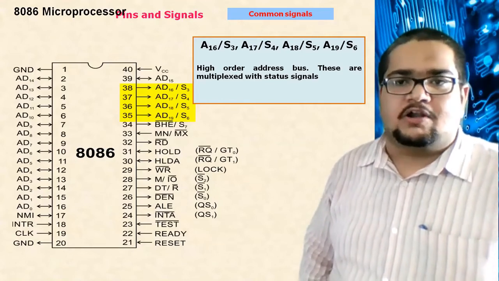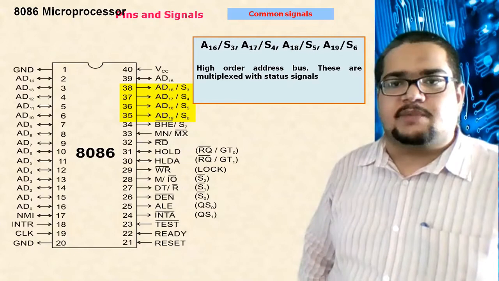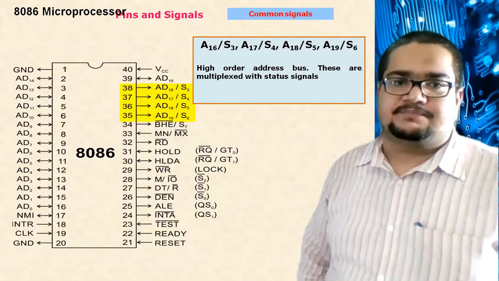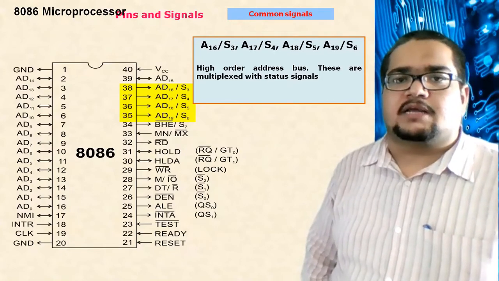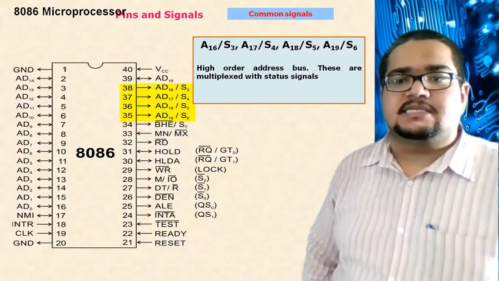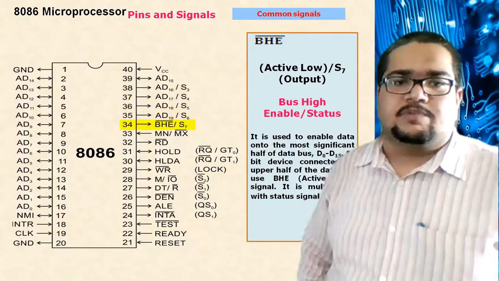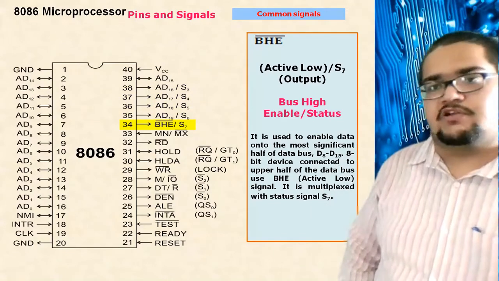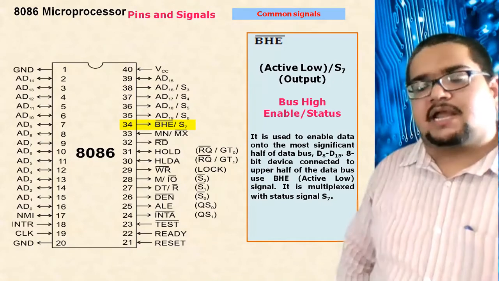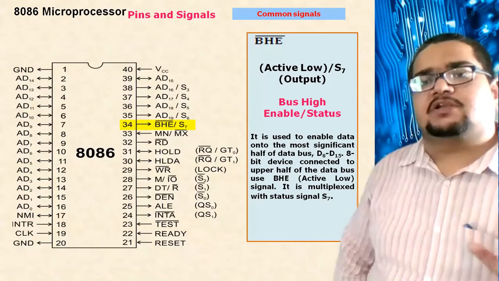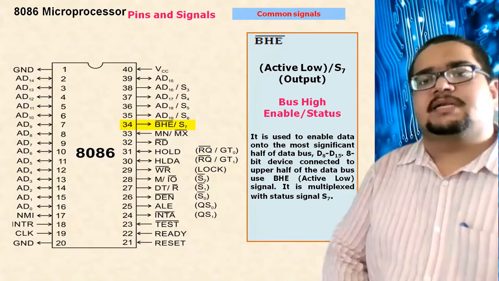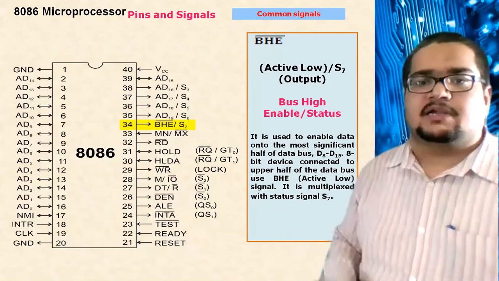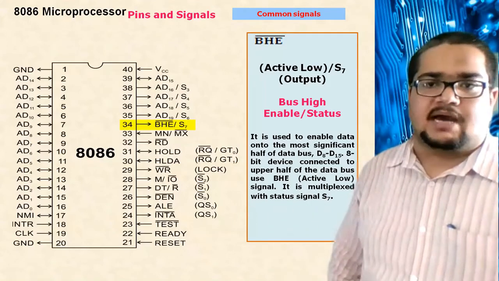we can obviously see the next one, S7, is already available. Pin number 34 is our BHE bar, which is time multiplexed with the MSB bit of the status lines, that is S7. These are the higher order lines which are time multiplexed with the status signals. Obviously, the next is bus high enable. The purpose and use of this particular line we understood in our previous class, and this line is time multiplexed with the S7 bit of the status lines. The S7 bit is the MSB bit of the status signals. The MSB bit of the status signals is time multiplexed with this BHE bar signal.